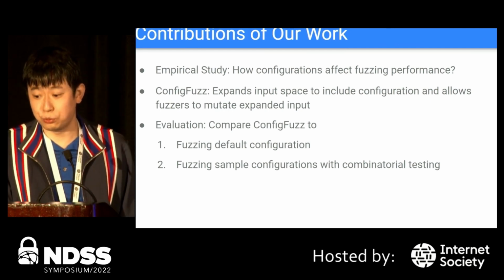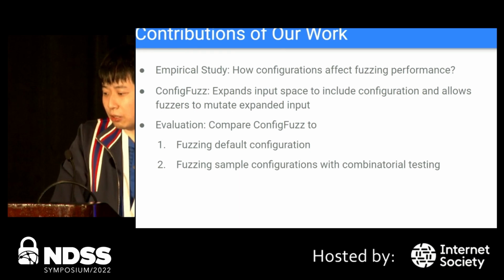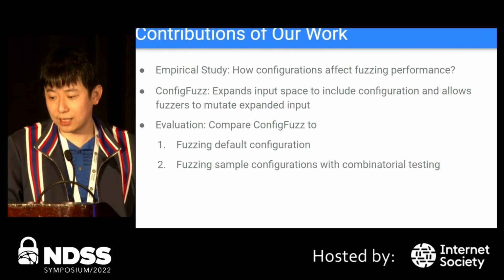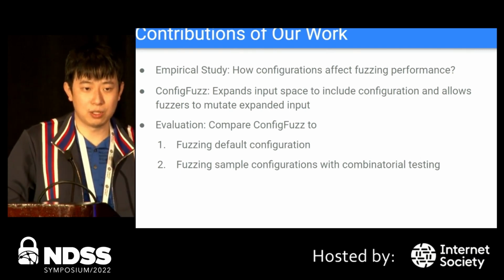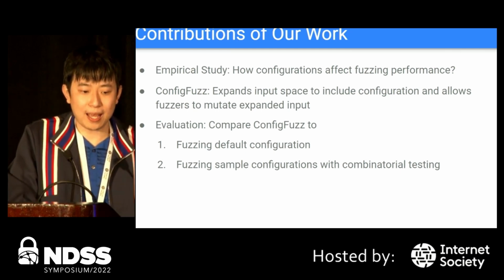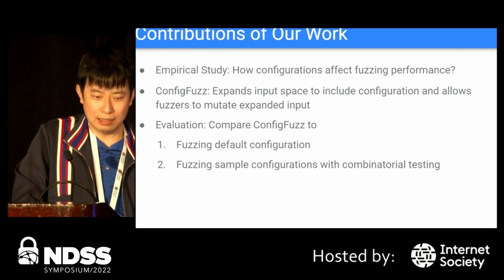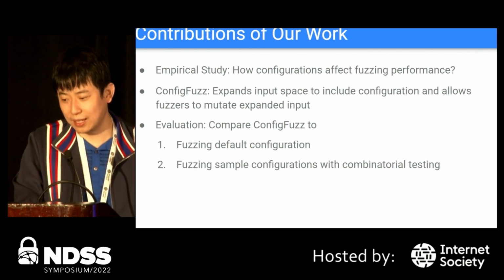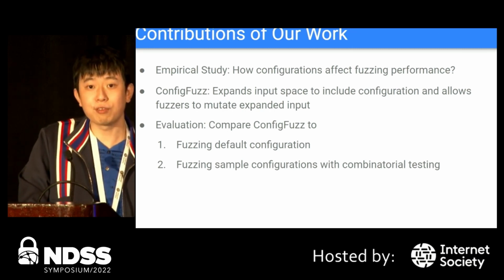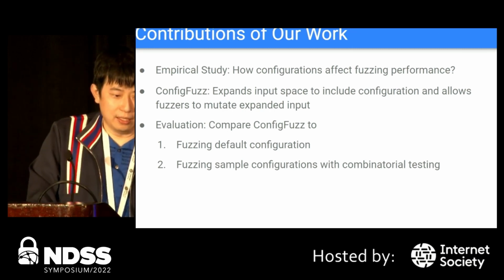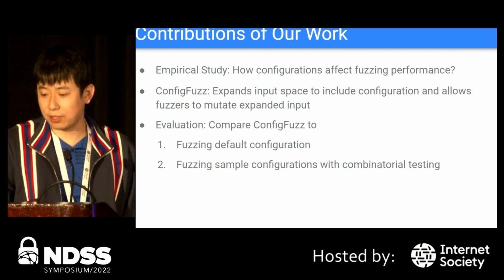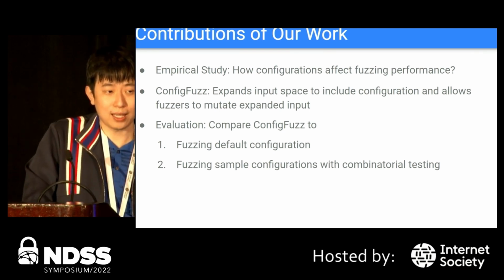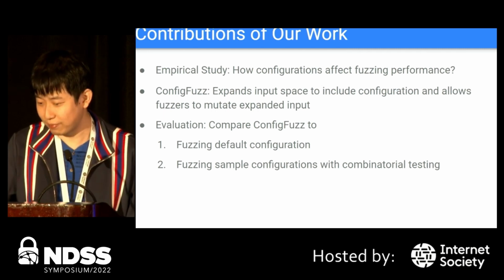This motivates us to do an empirical study, trying to find out how configurations affect the fuzzing performance. Based on the observations of the empirical study, we developed ConfigFuzz. In ConfigFuzz, we expand the program input to include the configurations in it, and we allow the fuzzers to mutate this expanded input so that it smartly allocates resources for different configurations. In the preliminary evaluation experiments, we compared ConfigFuzz to two baselines: first, fuzzing the default option of a program, and second, fuzzing some sample options of a program.